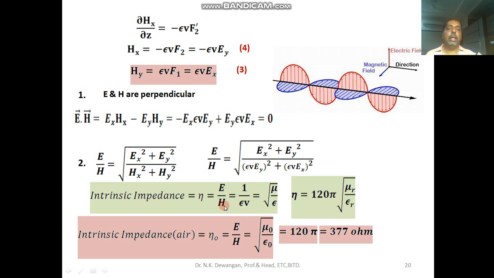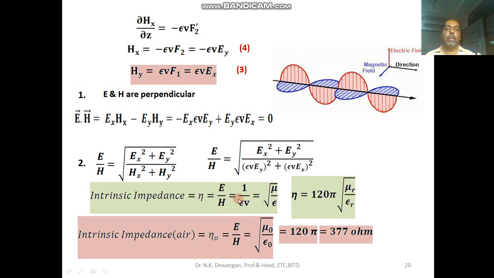This will not be the case in conducting media. In conducting media, E leads H by approximately 45 degrees. So you have to see that when an electromagnetic wave propagates in a conducting medium. But here, for a lossless dielectric case, E and H are both in the same phase.